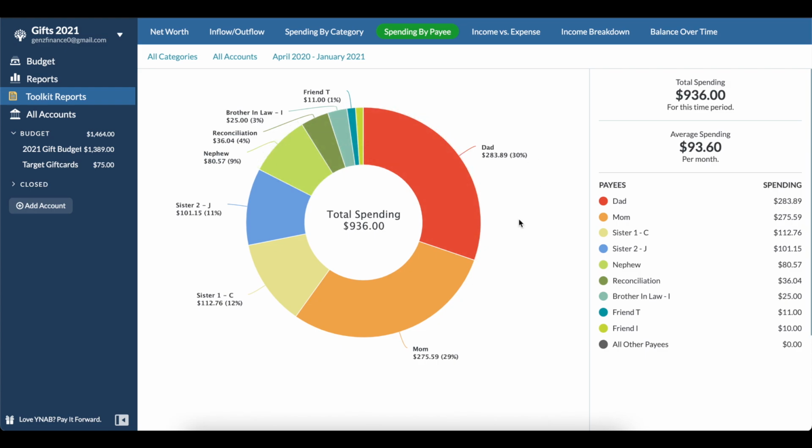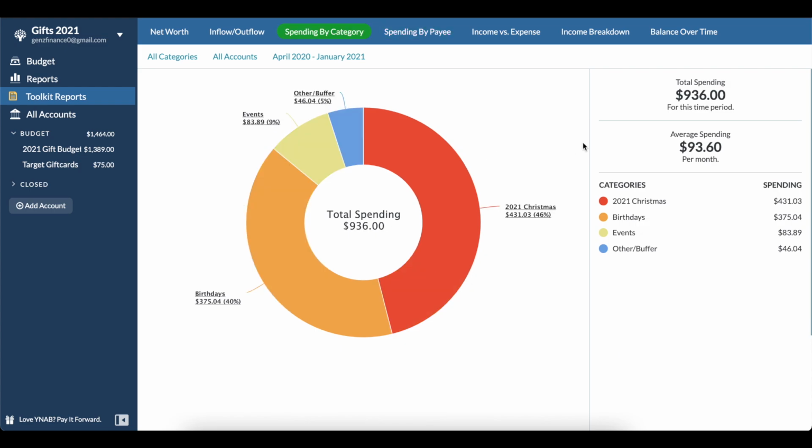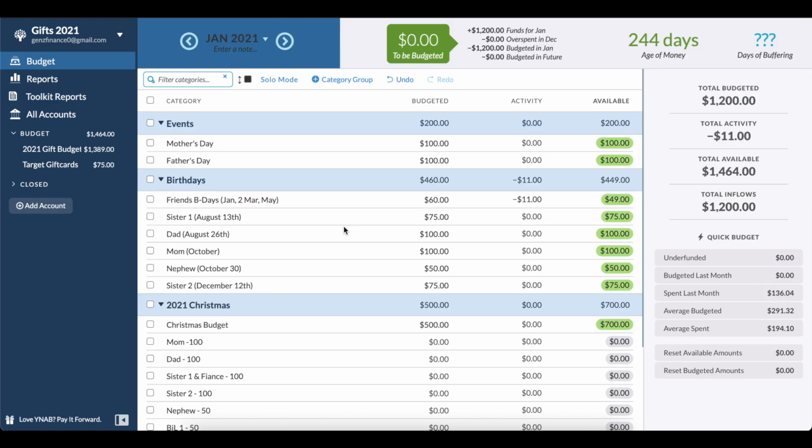So I like this report because it allows me to make sure I'm not giving too much or too little to a particular person in my life. I want to see that I'm giving to my sisters in equal amounts and my mom and my dad as well. And then here is the breakdown of spending by category. So most of my spending does occur in Christmas, then birthdays, then events, and then kind of like a buffer. So that is my gift budget in YNAB.